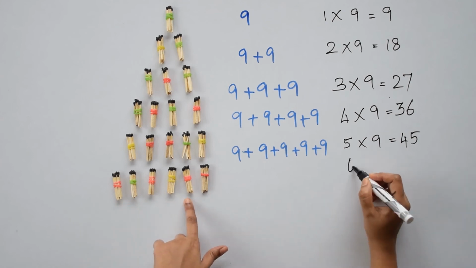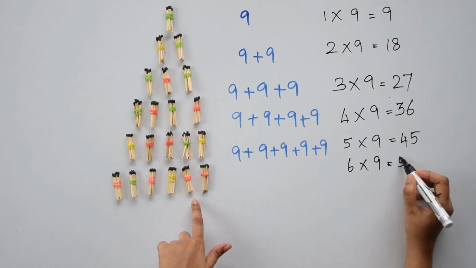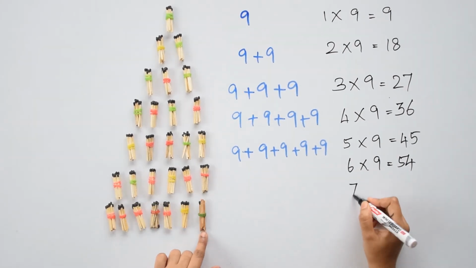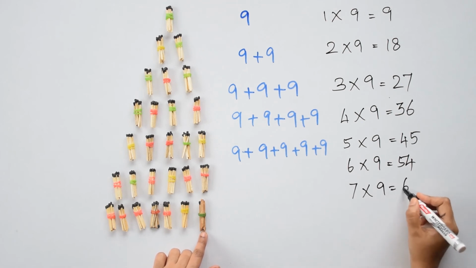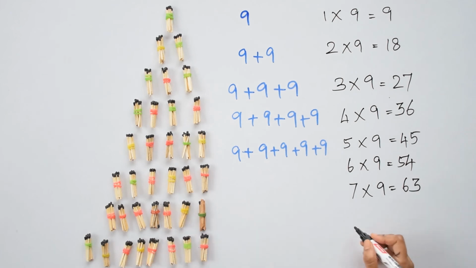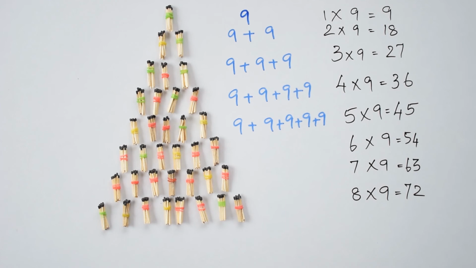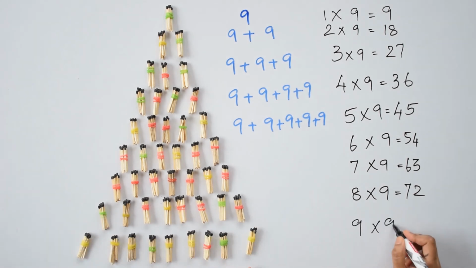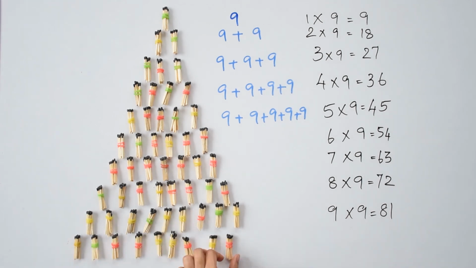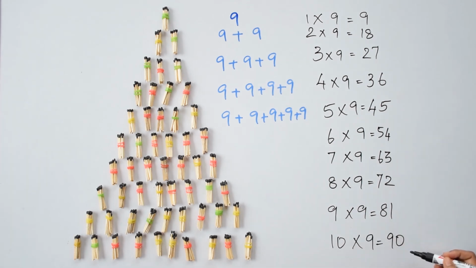So 6 times 9 is 54. Next we'll take 7 bundles of 9s. 7 times 9 is 63. Next we'll take 8 bundles of 9. 8 times 9 is 72. Next we'll take 9 bundles of 9s. So 9 times 9 is 81. Next let's take 10 bundles of 9s. So 10 9s are 90. Now we have constructed the multiplication table of 9.